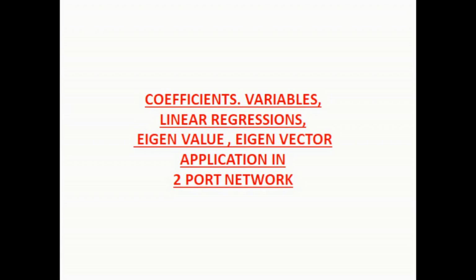Variables, linear regressions, eigenvalue, eigenvector application in two-port network. In this video, we are going to explain linear regression of multi-variables and multi-dependent variables, that is multi-input and multi-outputs. Multi-input, multi-output matrix used in two-port network as ABCD matrix. Eigenvalue, eigenvectors of this matrix used is explained.